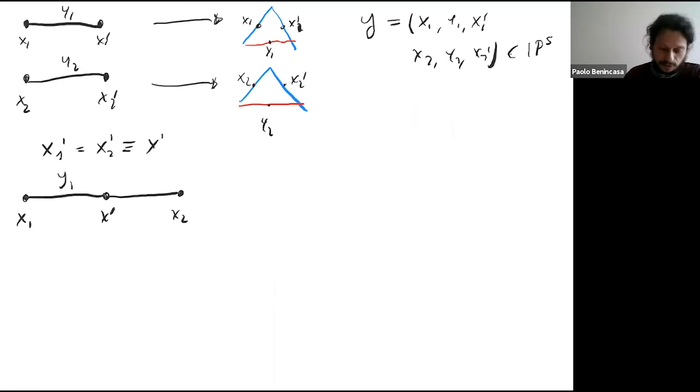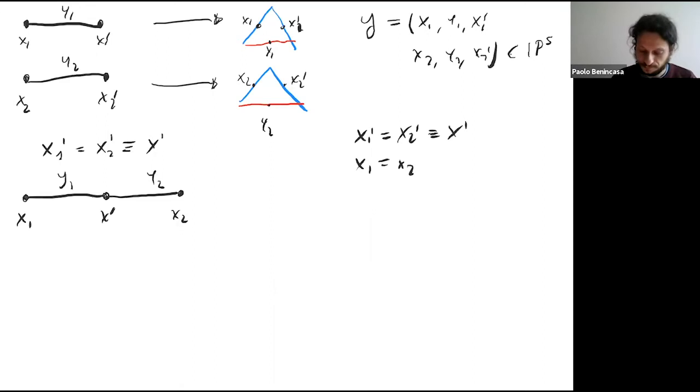This y1, y2. Or also, I can identify both the vertices of one graph with the vertices of the other graph. So x1 prime equals x2 prime, and I'll call it x prime, and x1 equals x2, and call it x. And one obtains a loop graph. And then here's y1 and y2.